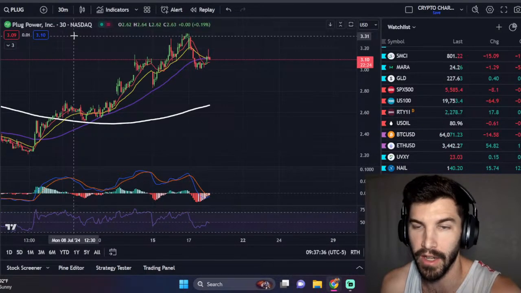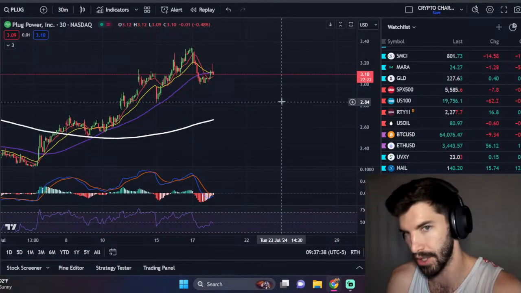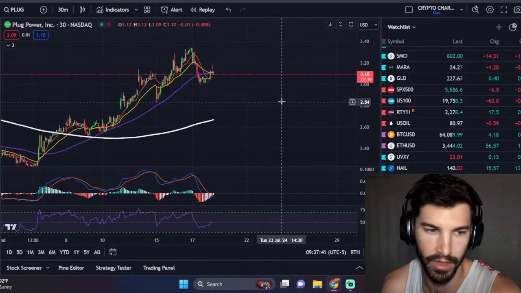All right, 30-minute. If that crosses up, 30-minute swing trade. Just know it's a 30-minute swing trade, so you have to be very close with it.